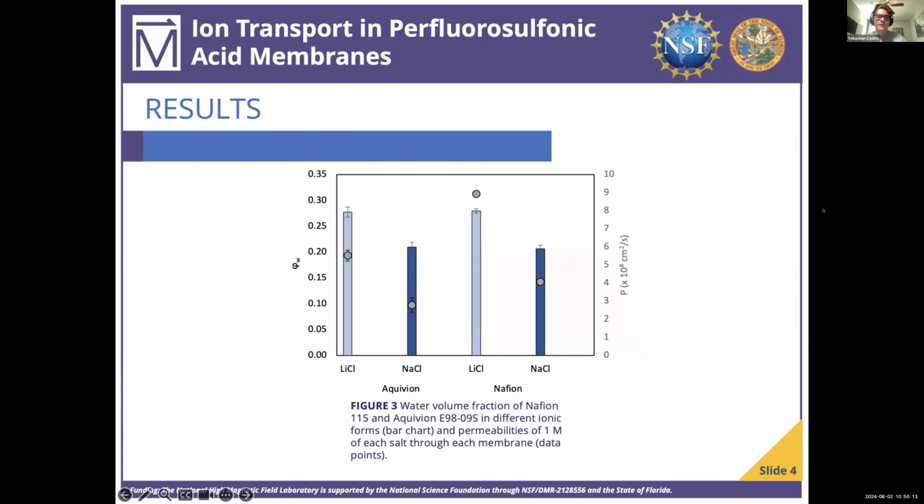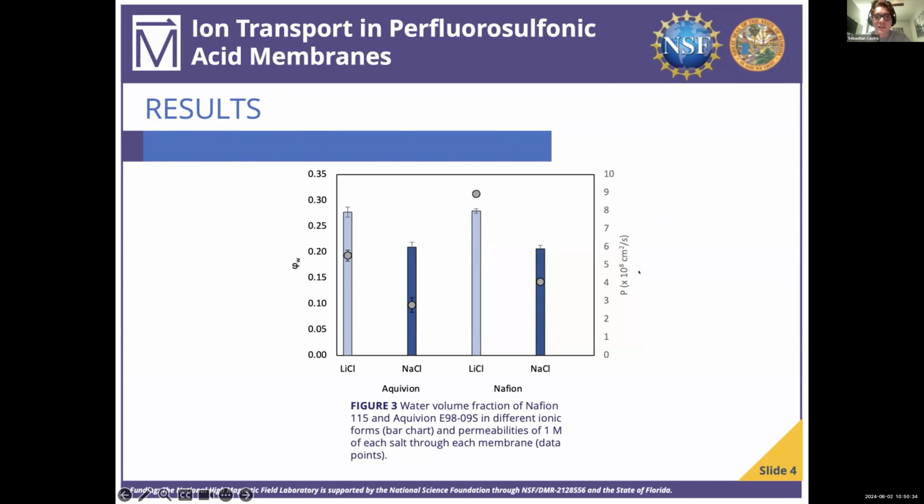Here's a short summary of the results from this summer. The bar chart demonstrates the water volume fraction on the left axis, and then the data points are the permeability of the salts, just how fast they pass through, on the right. The two charts on the left are Aquivion, and the Nafion is on the right.